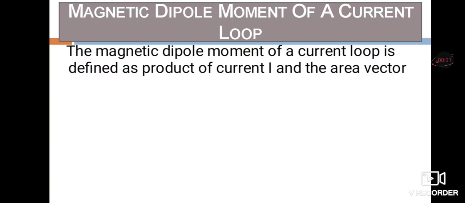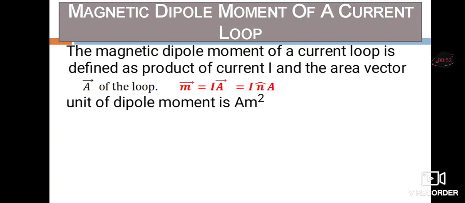This magnetic dipole moment is defined as the product of current and the area vector. Vector A is nothing but the area vector of the loop. Then the magnetic dipole moment M is equal to I into A in vector form. Therefore we can write it as IA n cap, where n cap is a unit vector, and the unit of the dipole moment is ampere meter square. Current is in ampere and the area is in meter square.